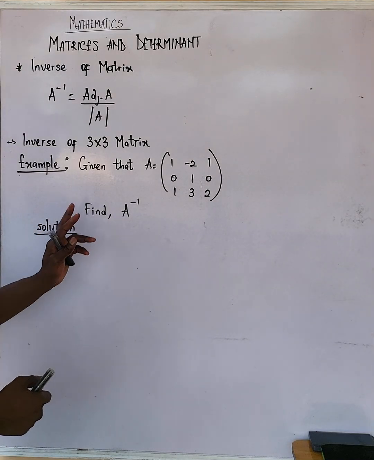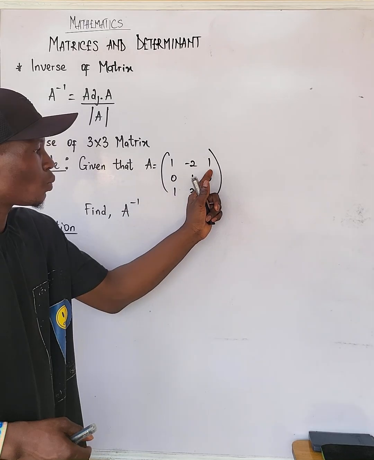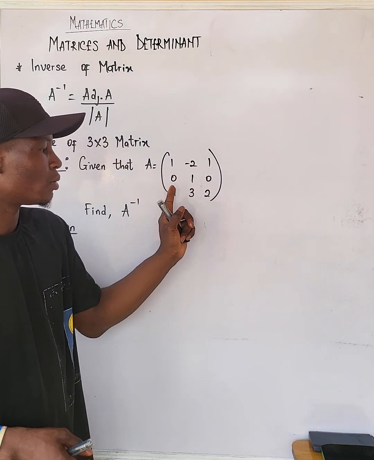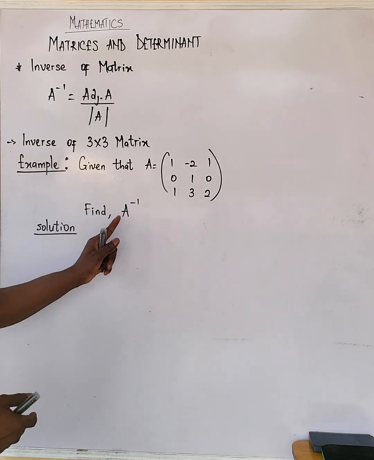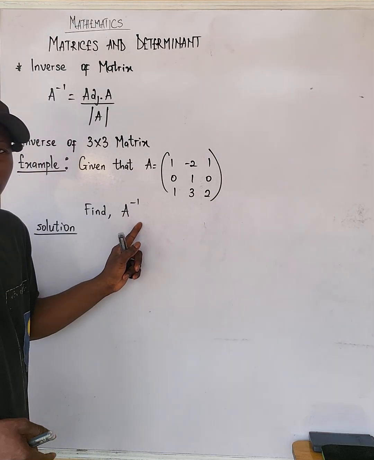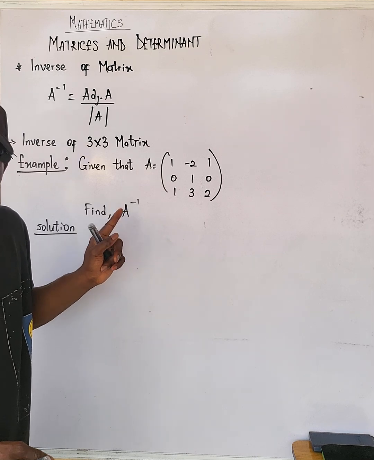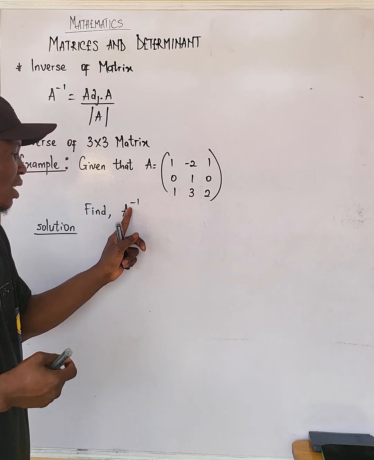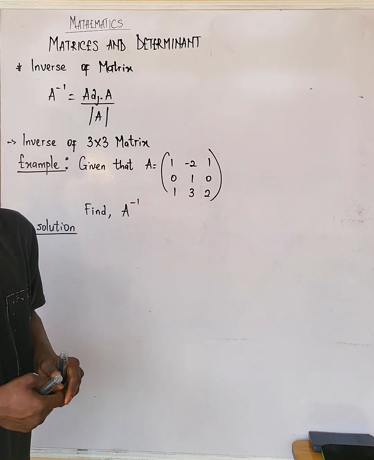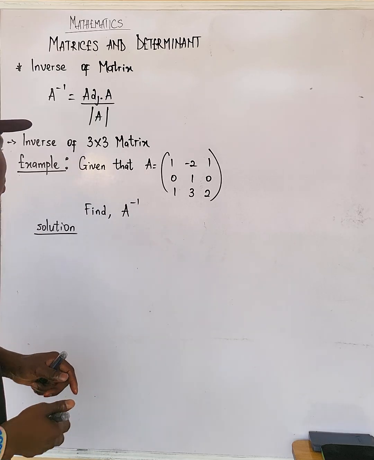Now, example, given that we have a matrix A as 1 minus 2 1 0 1 0 1 3 2. Find, look at what they did. Look at the sign they put. So when you see the sign, you should know that they are asking you to find the inverse of that matrix, even if they don't write it in words. So please know that you are told to look for the inverse of a matrix. With the symbol, you can know that this is what they're asking me to find.